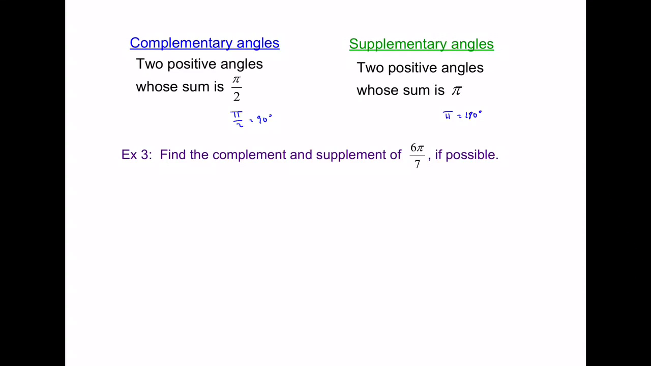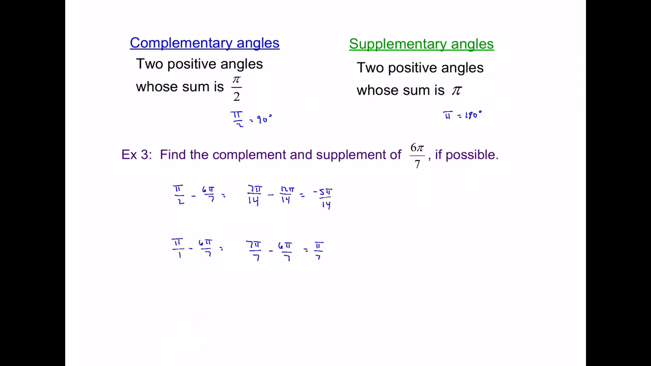So find the complement and supplement of 6 pi over 7, if possible. Well, if the complement is 90 degrees or pi over 2, then we should be able to take pi over 2 and subtract 6 pi over 7 to figure out its complement. We should also be able to take pi and subtract 6 pi over 7 to figure out its supplement. So you will have to find common denominators and figure out what those two angles are. So let's go ahead and do that.